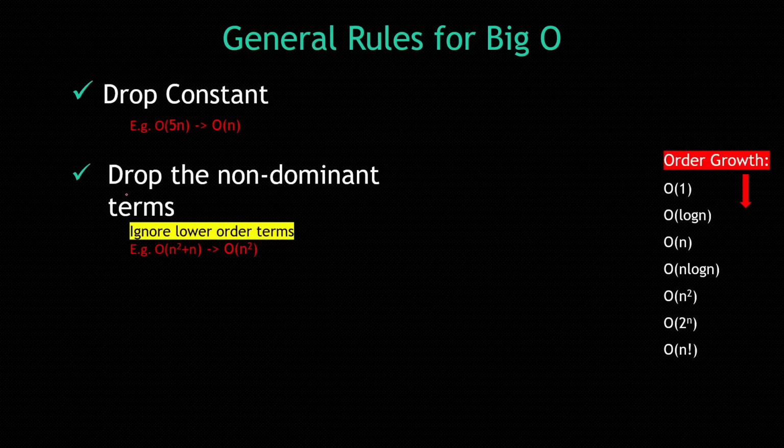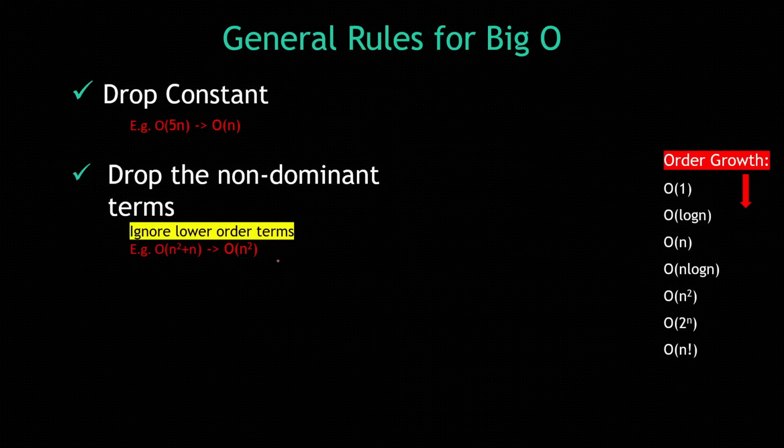The second rule is drop the non-dominant terms. Here's the time complexity order of growth. O of 1 is the lower order term, then O of log n, then O of n, then O of n log n, then O of n square, then O of 2 to the power n, then O of n factorial. Suppose we have a time complexity O of n square plus n. Here n is a lower order term and O of n square is a higher order term. So according to our rules, we will ignore lower order terms and write O of n square only.